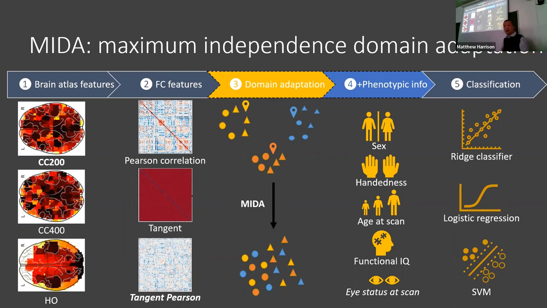And in this work, we also take into consideration an additional data modality, which is phenotypical information, for example, the sex of the subjects, whether they are left handed or right handed, age, scan, and IQ.